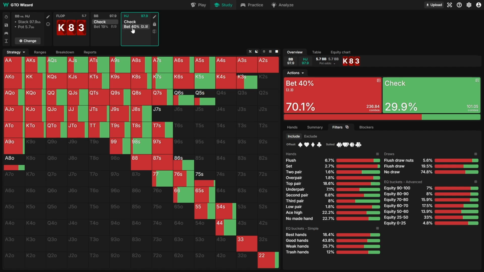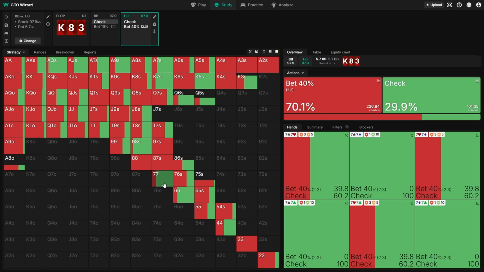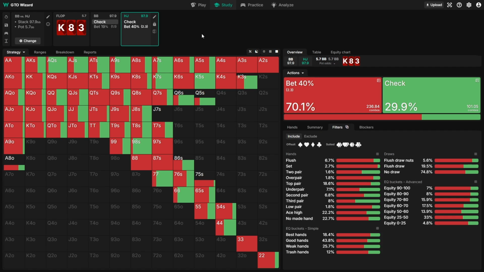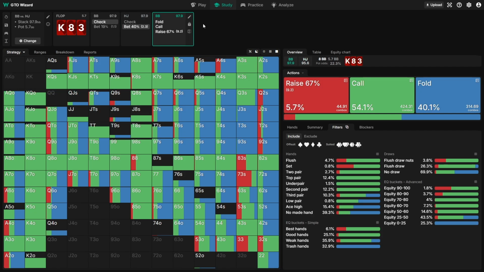But we're going with the 40%, and you can see that it's a fairly high betting frequency, but there are a lot of hands that play a heavy check here as well. A lot of this 9-8 type stuff, a lot of pocket 7s with no heart. Hands like that are heavily favoring checking here. So our response against this 40% is going to be that we do have some raises, but it's a pretty low frequency. It's only about 6%, only 45 combos of hands.